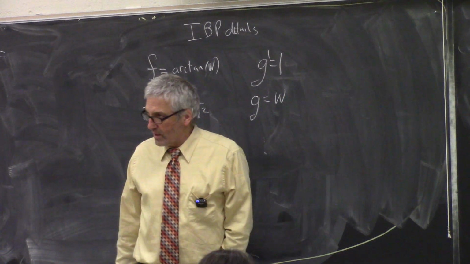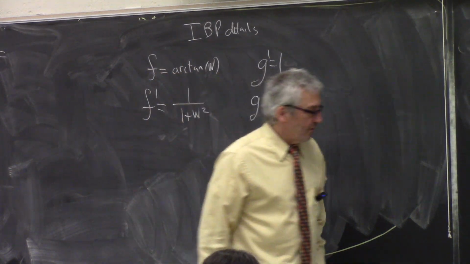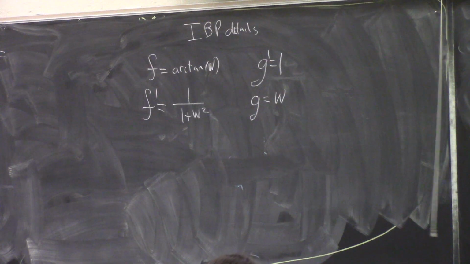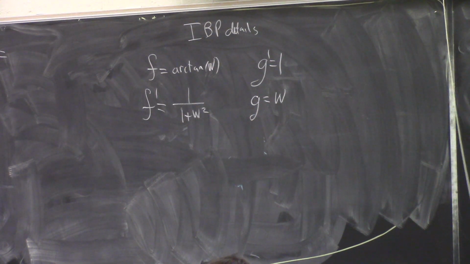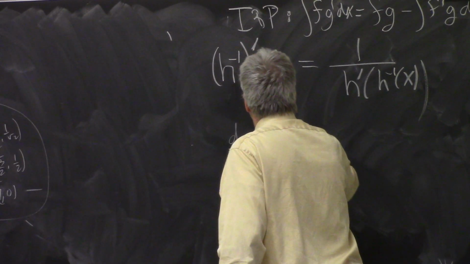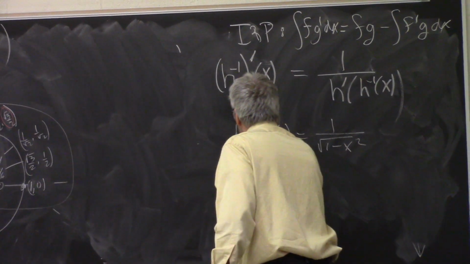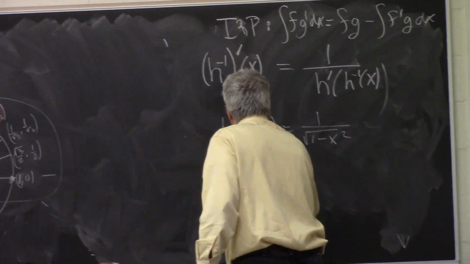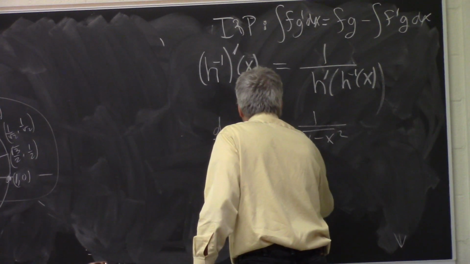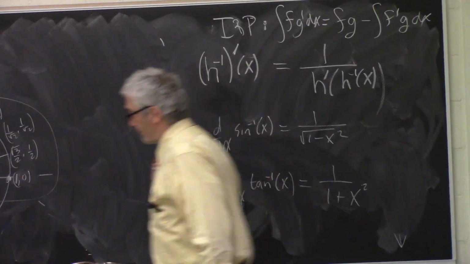Anybody want to quickly review why that works? It's the same kind of thing. Well, yeah, let's review why that works. So over here we should have things that we remembered. The derivative of sine inverse of x is 1 over square root of 1 minus x squared, and the derivative of tan inverse of x, or derivative of arctan x, is 1 over 1 plus x squared. Let's see why that's true.